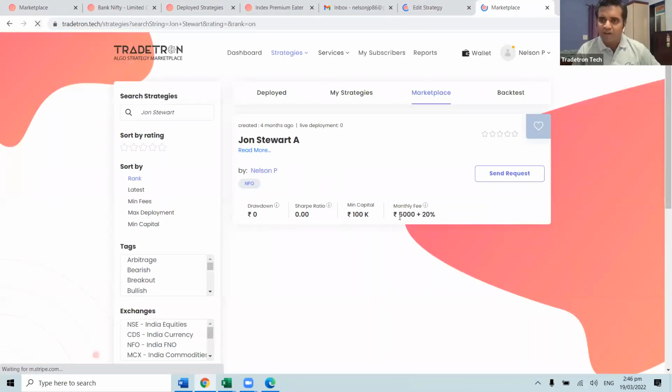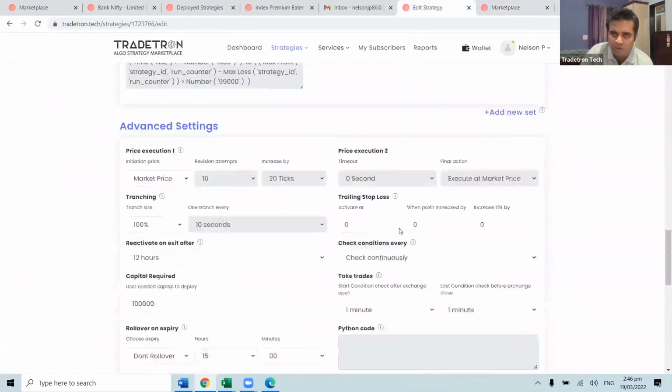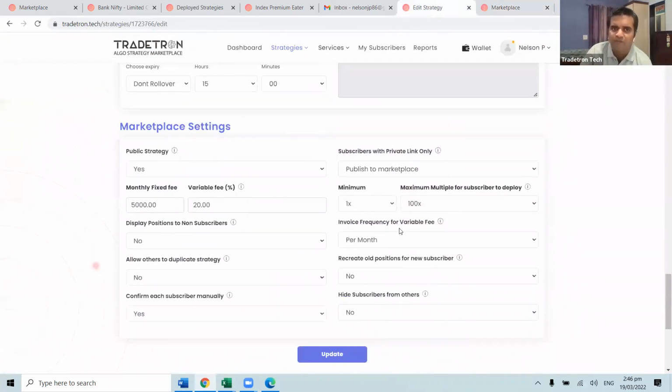See, so now over here, automatically, what it is saying is that in order to subscribe to this strategy, you have to basically first pay me 5,000 and then 20% as variable fee. So I hope all of you know the difference between a monthly and variable fee. In any case, I will explain it to you.